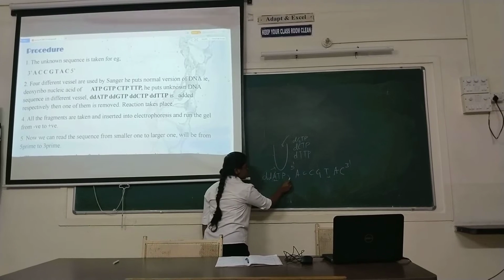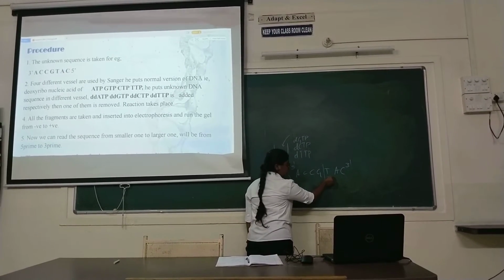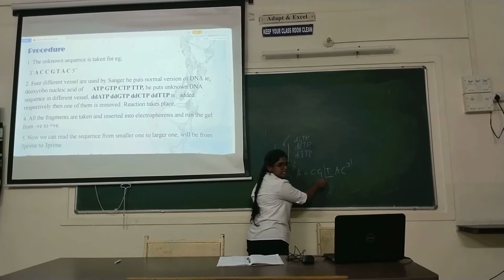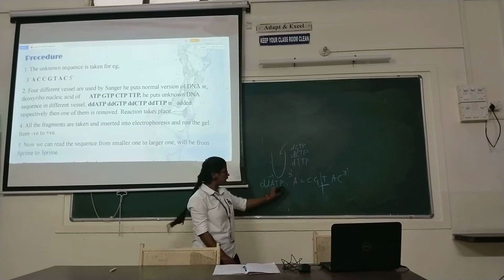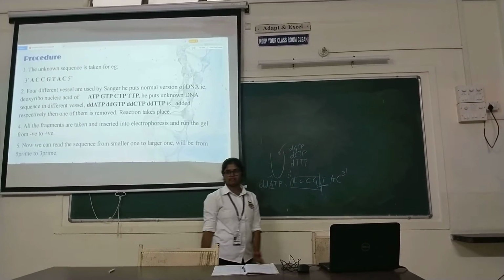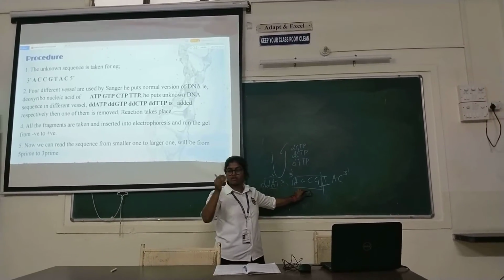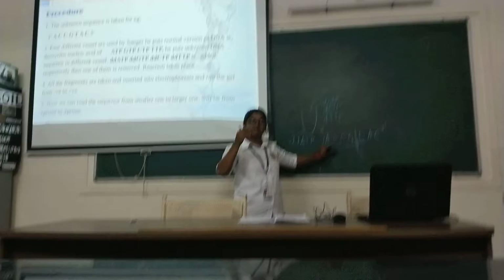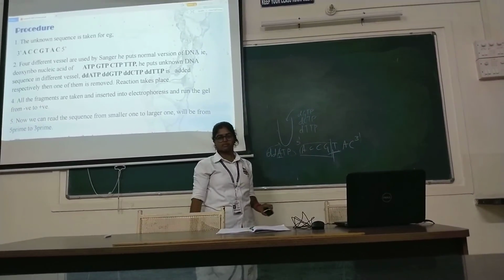When this got added, up to here the reaction runs, and after coming to this T, here it gets terminated. This is how we get the different strands of DNA. Okay, this is very important. There should be different strands of DNA of different lengths of fragments.